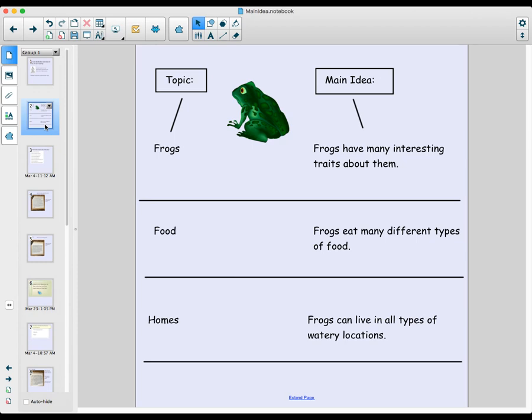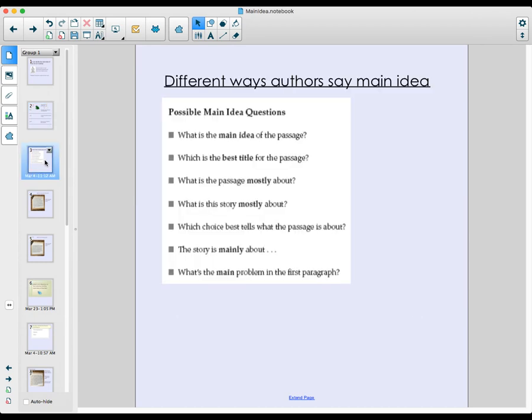Or if I was reading about the food that frogs eat, the topic would be their food. But the main idea would be frogs eat many different types of food. And then I could give some details about that. Or one last example, if I was reading about a frog's home, I could just say homes as the topic, but if I wanted to give a main idea, I would say frogs can live in all types of watery locations.